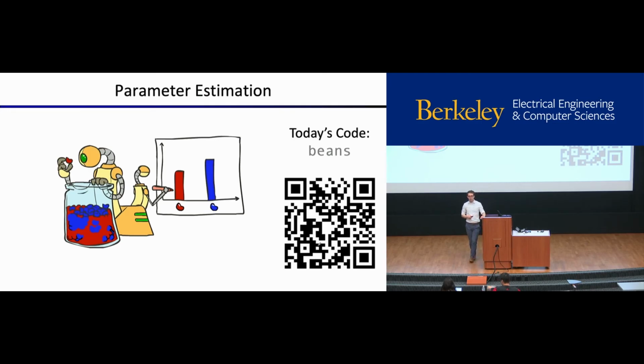We're going to look at parameter estimation, and I'm going to try and convince you that the way that we're counting these things is right. Today's code is beans. So if we have a big jar full of jelly beans, we're looking at these jelly beans and we're trying to figure out, are there more red ones in the jar or more blue ones in the jar? So how do we estimate the probability distribution over jelly beans just by looking at counts from this jar?